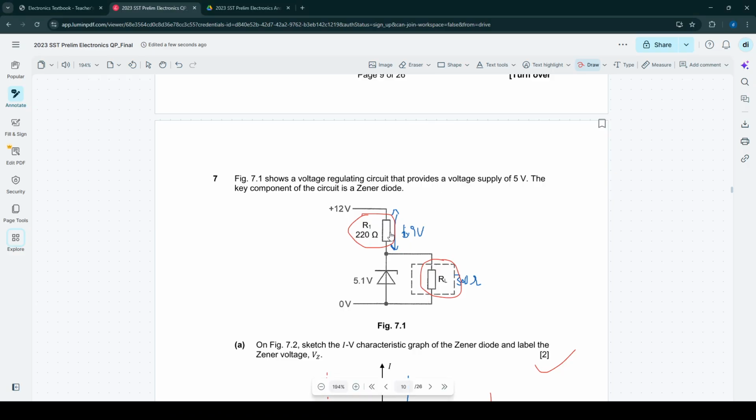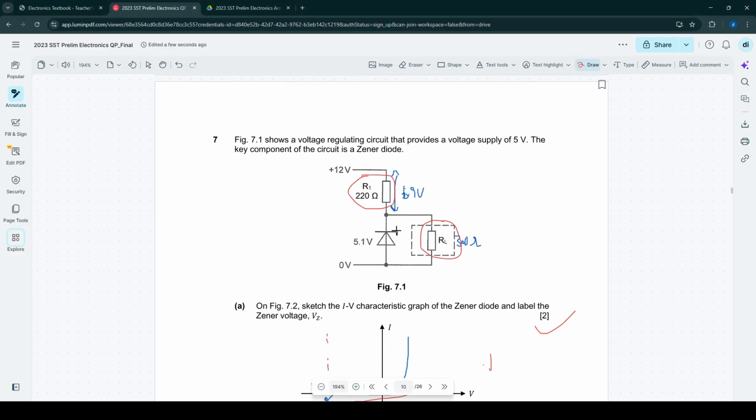But we can find the voltage because due to the nature of a Zener diode, we know that the voltage across the Zener diode will definitely be 5.1 volts no matter what. If you don't understand why, I'm not going to explain it here, but you can watch my video on Zener diodes. Just know that the voltage across this diode is 5.1.